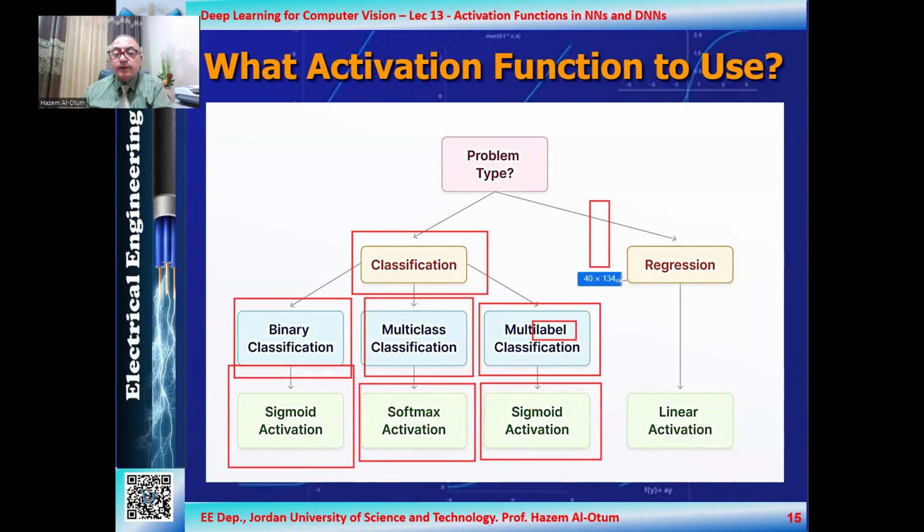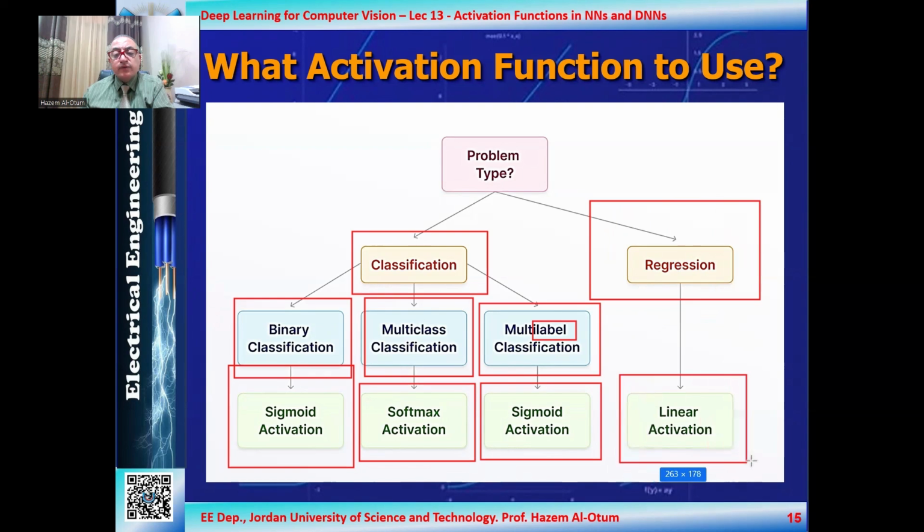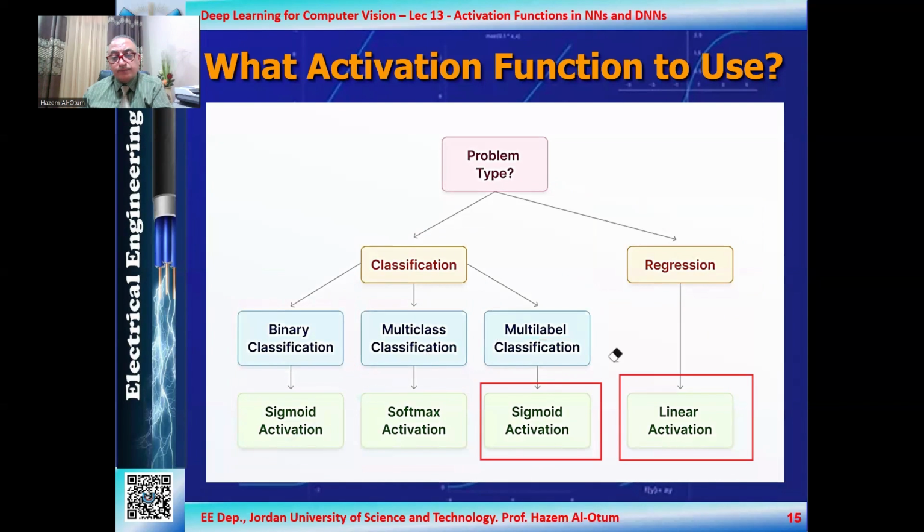If you are talking about a regression problem, as discussed in the last lecture, lecture 12, maybe part 2, it would be better to have a linear activation function, which is the identity activation function. Of course, this is not always the case, but in most cases, you can follow these instructions and make use of these recommendations.